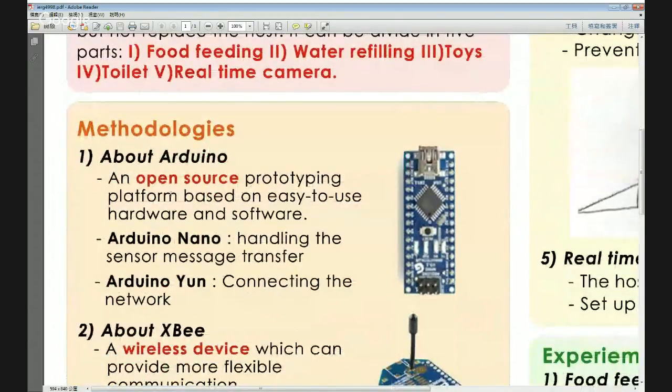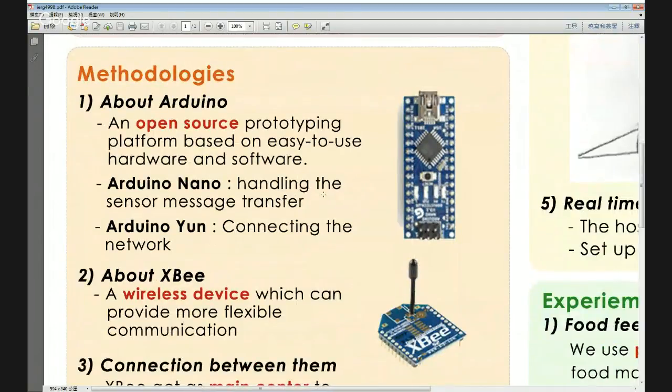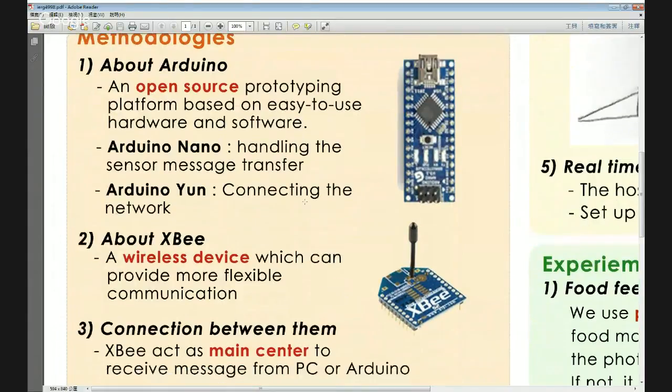Talking about our methodologies, at this stage we have used Arduino and XBee. Arduino is an open-source prototyping platform based on easy-to-use hardware and software. It's able to read inputs such as sensors and buttons, and turn them into outputs such as activating a motor or turning on an LED. Arduino has different types of boards. In our project, we mainly use Arduino Nano and Arduino Uno, where Arduino Nano is used to handle the sensor message transfer, and Arduino Uno is used to connect to the network.